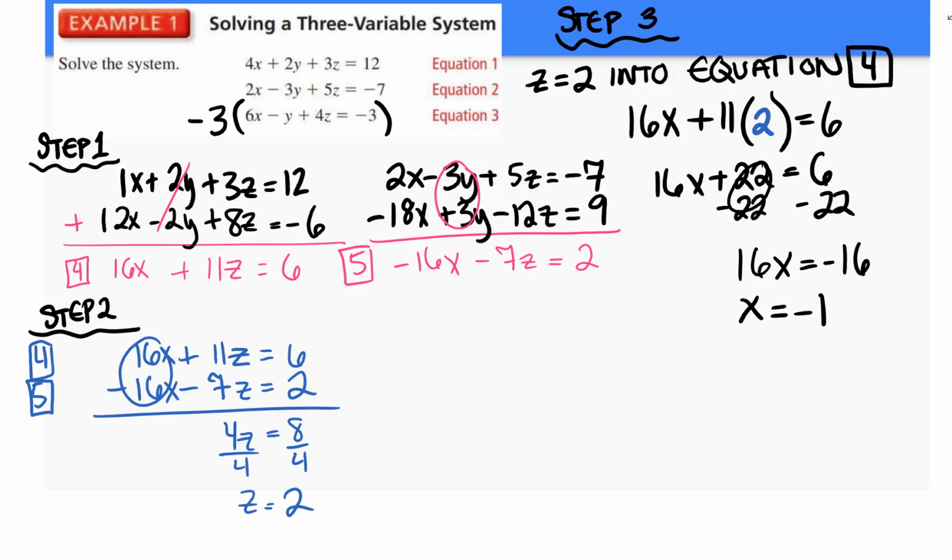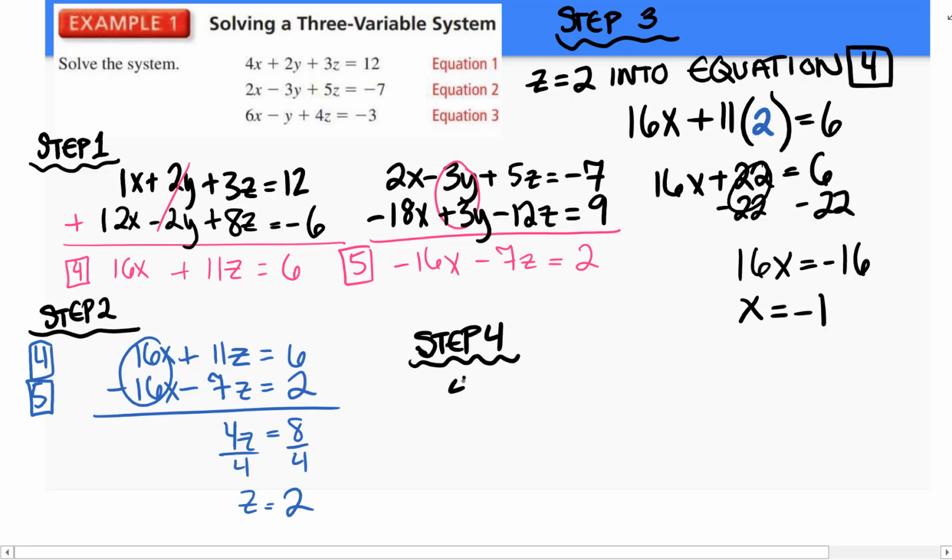Now that we have the answers for 2 of the variables, we can plug into any of the original 3 equations in order to solve for that final variable. And it doesn't matter which equation that you choose. I'm going to choose the top one.